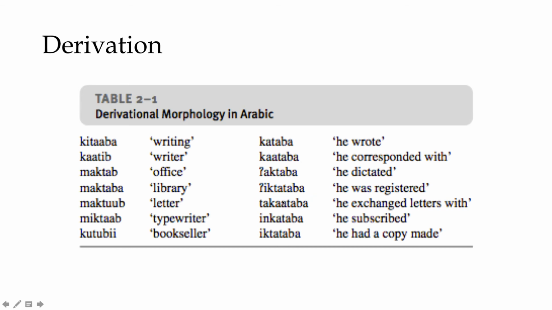Ikhtataba would be something like caused the self to be written down. Takataba would be a reciprocal writing, like a writing back and forth over time. Inkataba and then iktataba. So basically I'm adding all kinds of morphemes into the middle and the beginning and the end of just that single root, kataba, and the combination of that is creating all of these brand new meanings. This is extreme derivation.